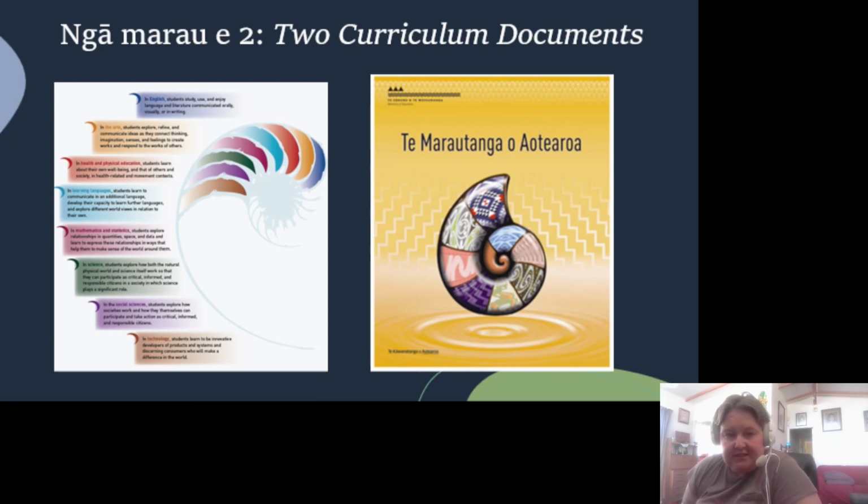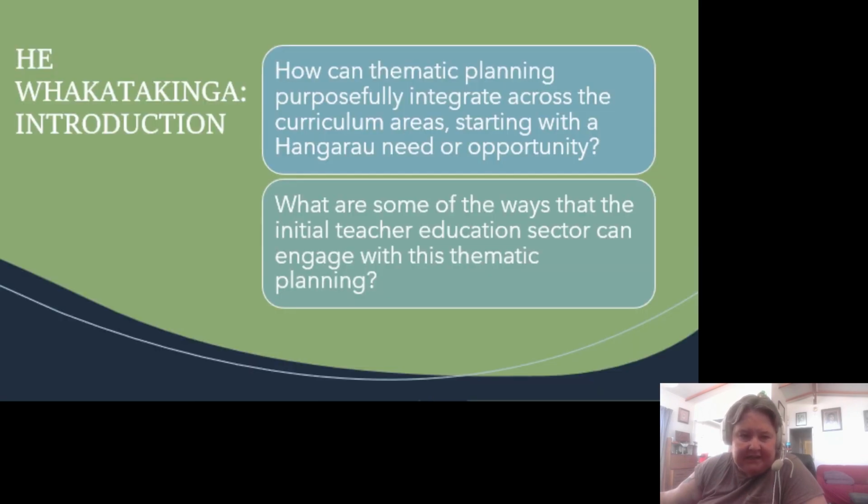Very brief context, ngā marau e rua, we have 2 nationally mandated curriculum frameworks. We do have other curriculum frameworks such as the marautanga mō ngā kura kaupapa Māori or Aotearoa, right? And so those documents have their own mana. In my presentation, I am focusing on work that was done within a te marautanga or Aotearoa context. All right, so a Māori-medium classroom.